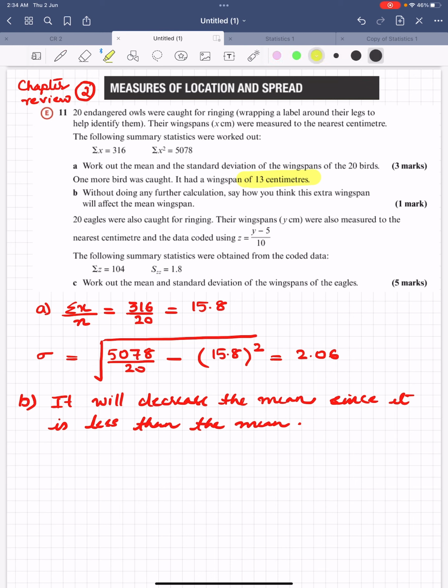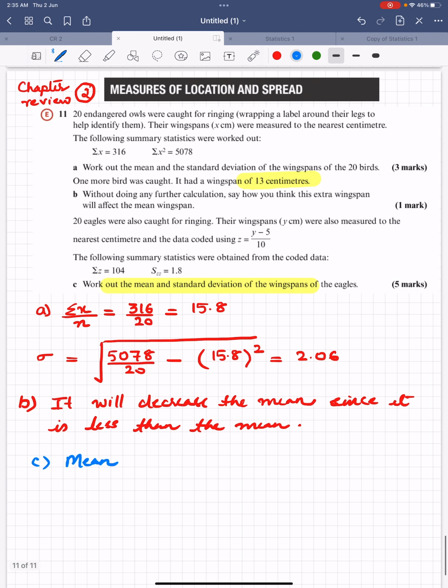So when they have given us the coded data and they are asking us the mean and the standard deviation of the wingspan, which means we need to calculate the original values using the coded values. So let's first find the mean of the coded data. The mean of the coded data would be sigma z divided by 20, which is 104 divided by 20, and that is 5.2.